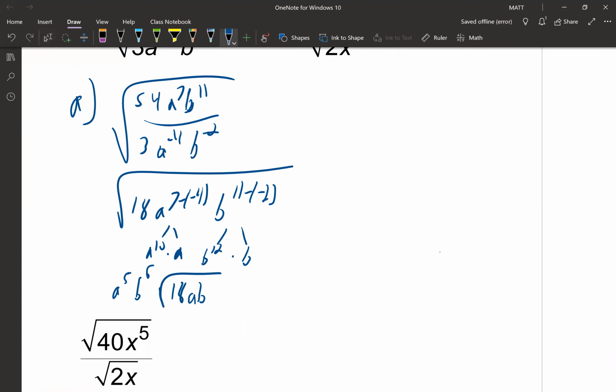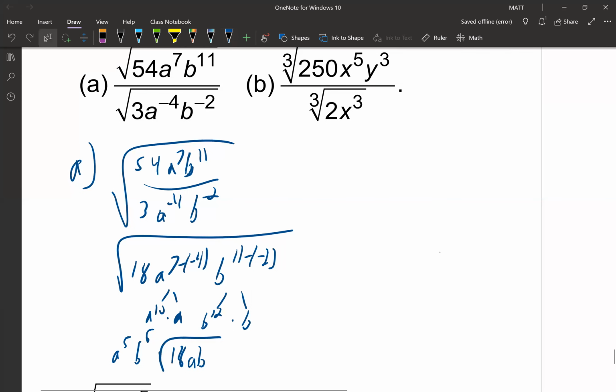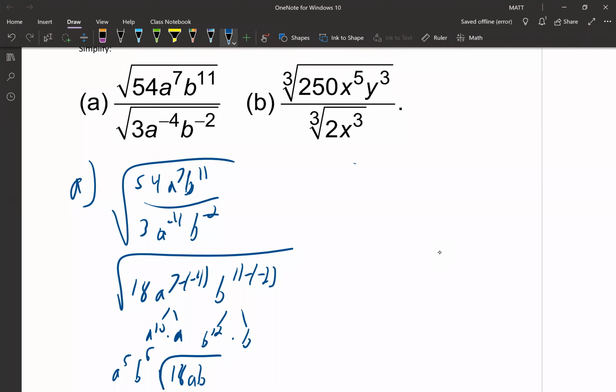All right, and I can do the same thing with the other one, right? So we can say, let's combine this so we have the cube root of everything, and then we'll combine our like terms. So we have 250 divided by 2, which is 125. This is the cube root of 125. The x's, we'll just have x squared, right? Because we subtract the exponents. And we just have a y to the third still. Okay. The cube root of 125 is 5. The cube root of x squared is still just the cube root of x squared. And the cube root of y to the third is just y.